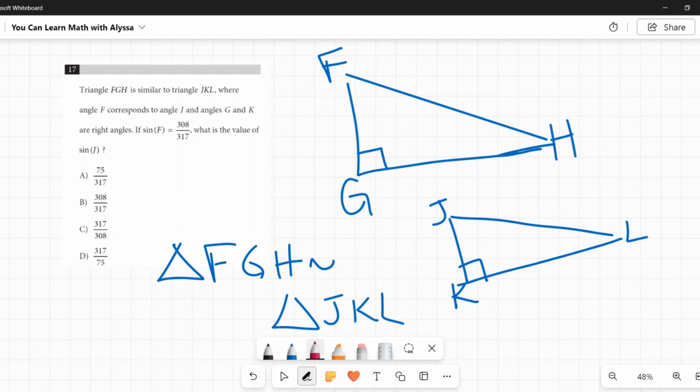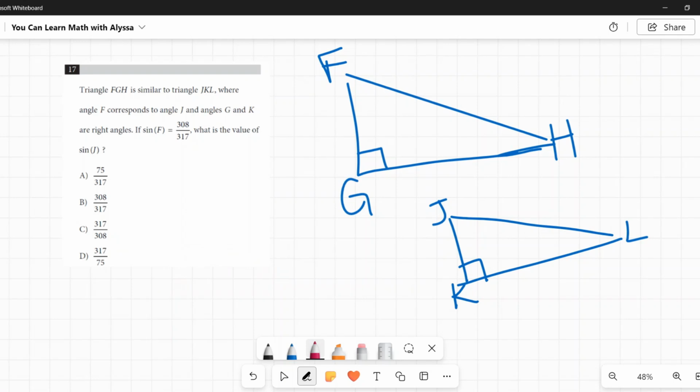The order is telling you which point corresponds to which point. I hope I didn't say that too confusingly. So they're making it extra clear by saying angle F corresponds to angle J, but honestly, just from this information, triangle FGH is similar to triangle JKL. The first corresponds to the first, the second to the second, the third to the third. But they've told us F corresponds to J, so we're just going to write it just like that.